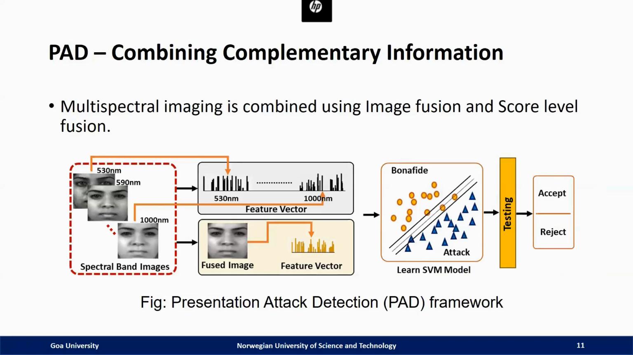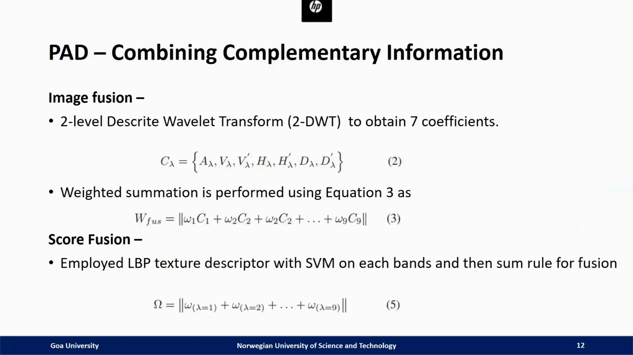So this is the overall system that we have proposed. We have different spectral bands, and we combine them to have one single image, and then we do the feature extraction. In this work, the feature extraction is LBP, and then we pass it to the SVM, which is a binary classifier, and we try to do the acceptance or the rejection. That means whether the attack is detected or not.